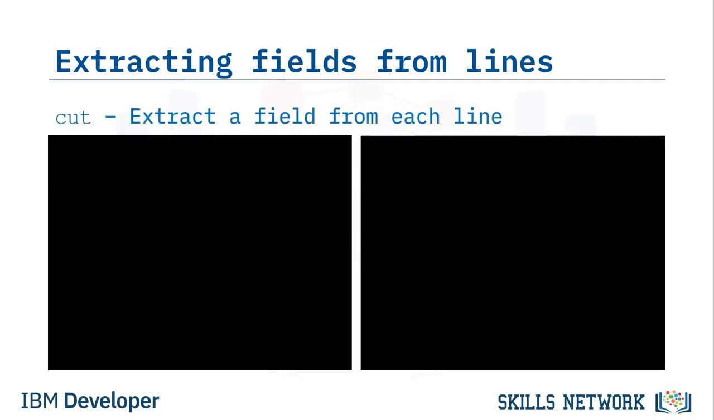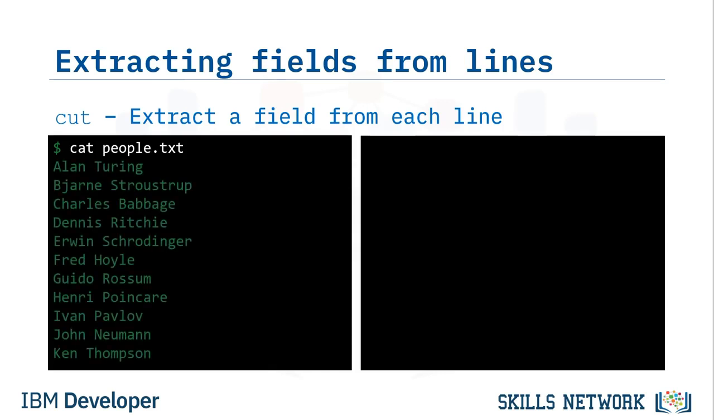Let's look at perhaps a more useful example for this sort of text file. Suppose you want to extract just the last names of each person in your list. You know that each line of your list is made up of 2 fields. One is the first name and the other is the second name. These fields are separated by a space.